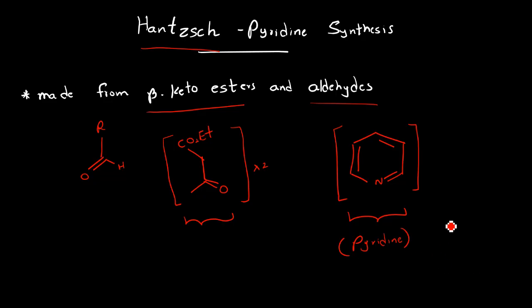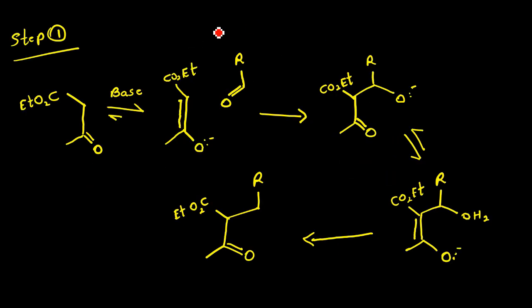Now let's move on to the mechanism. I'm going to break this mechanism into several steps so we can easily follow it. In our first step, here we have the beta ketoester. When we introduce a base to our beta ketoester, we can change this oxygen. We are going to take a hydrogen from here, just like thinking about ammonia.